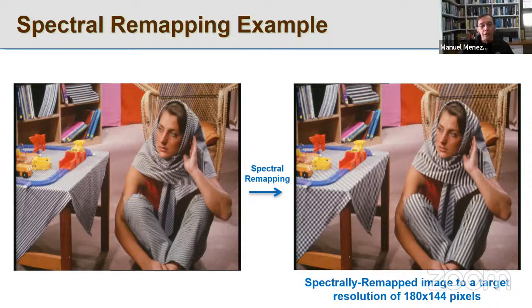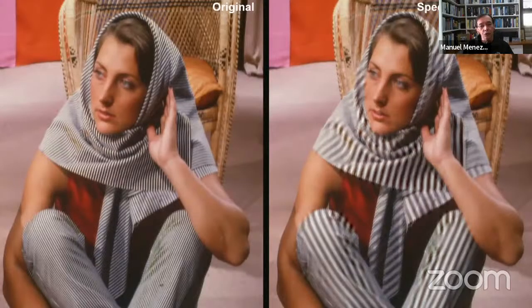So we can take a closer look at those two images. This inspection shows that we have spectrally remapped patterns that are oriented in multiple directions. And we can also observe that the low frequency content has been kept unchanged.